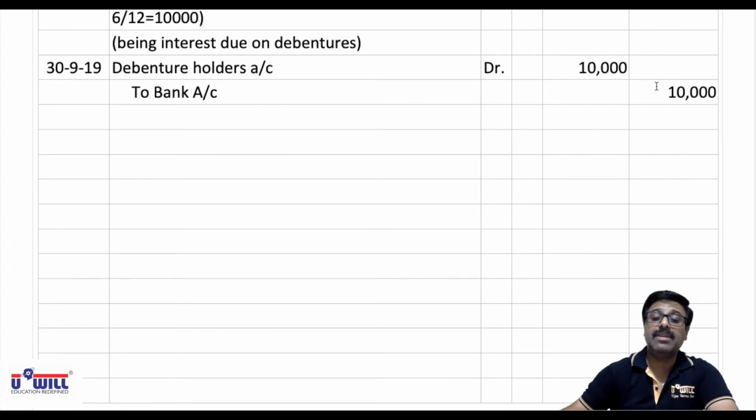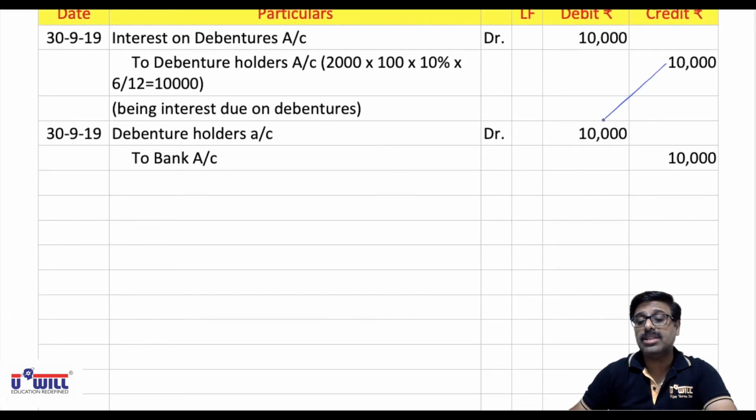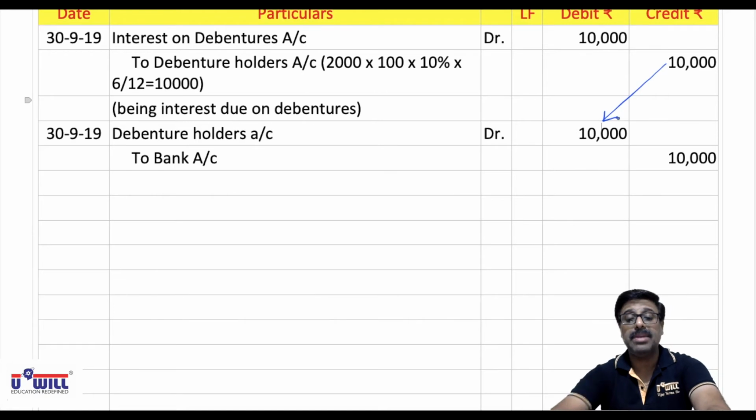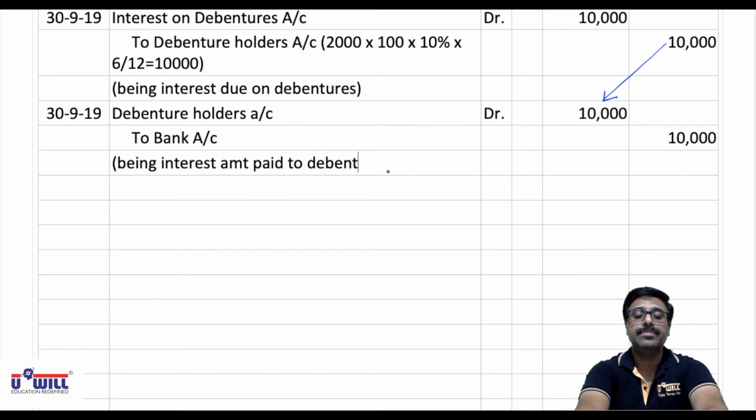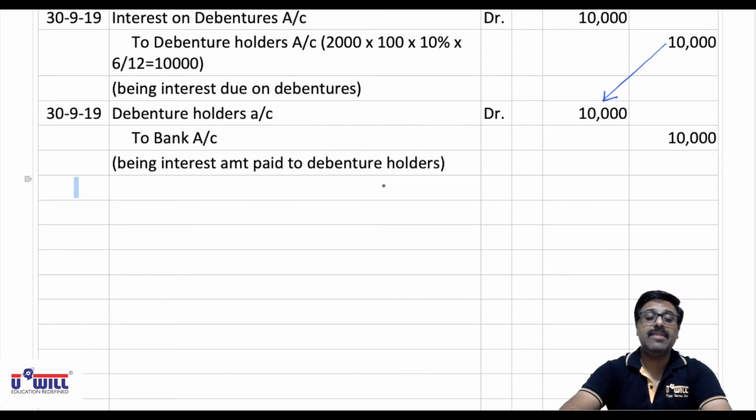Okay, so after that we'll make the payment. First, debenture interest becomes due and then the full 10,000 will be paid also. So debenture holders to bank, being interest amount paid to debenture holders. Okay, so these two entries we have done on 30th September.